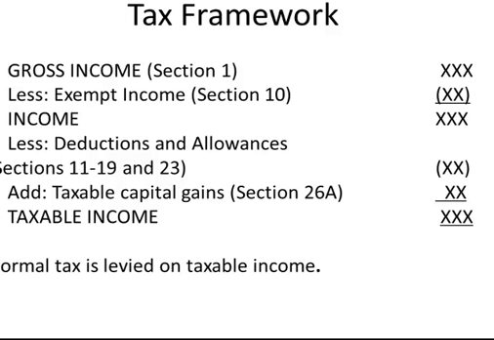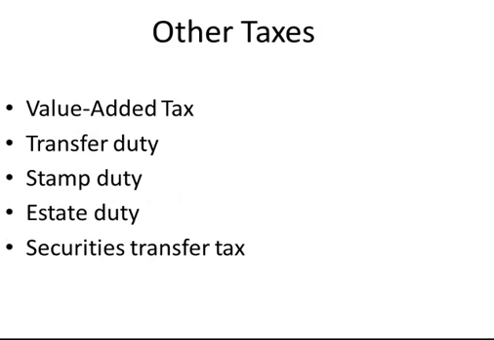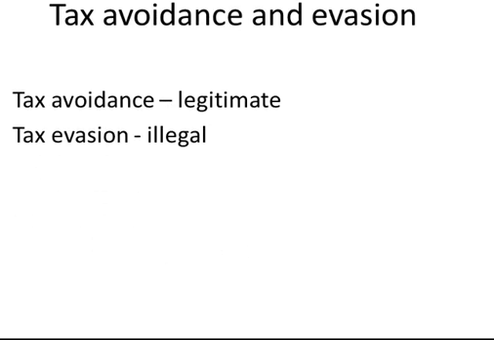You add any taxable capital gains and you will get taxable income. Your normal tax is then levied on this taxable income. It is levied on no other amount but your taxable income. All the other taxes that can be paid would be value-added tax, transfer duty, stamp duty, estate duty, and securities transfer tax.